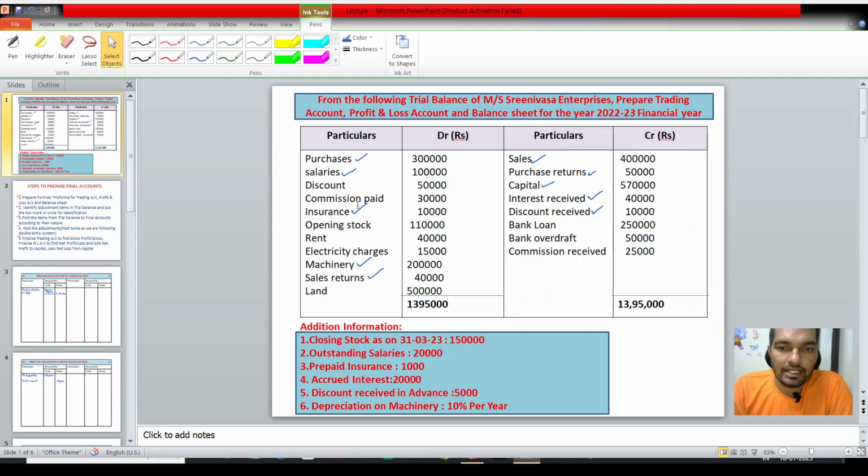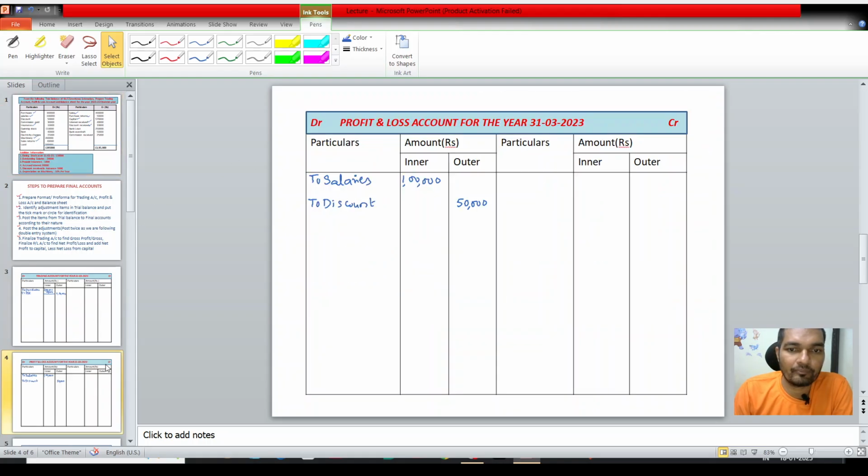Next one, commission paid. Commission paid is also on the debit side, meaning expense. So commission paid means expense only, so debit side of the P&L account. To commission, the amount of commission, no adjustment for that. So we have to show the amount in the outer column.